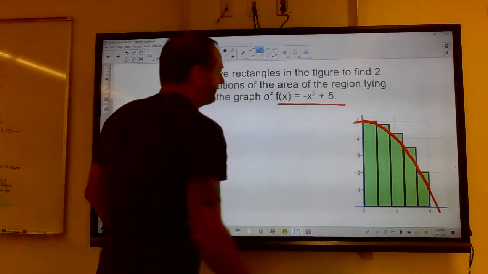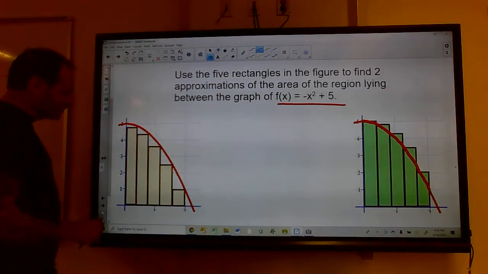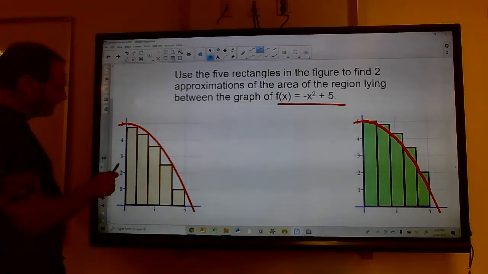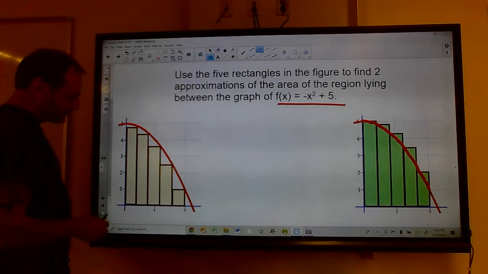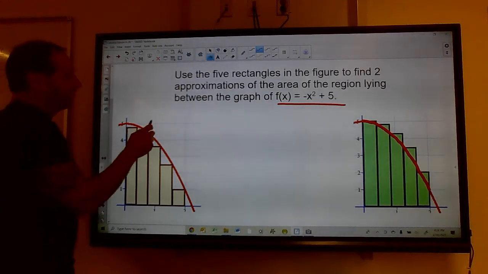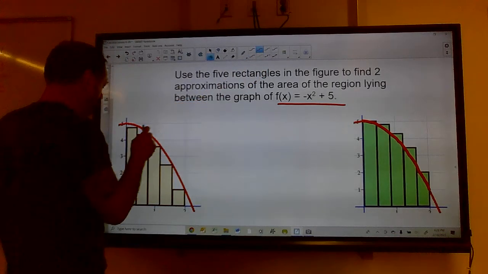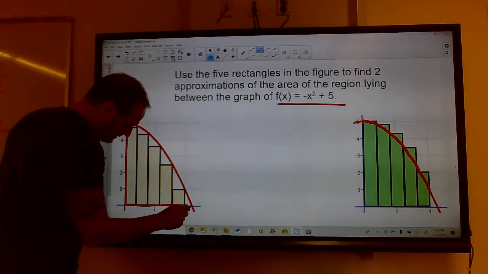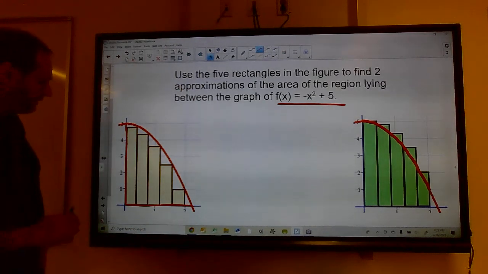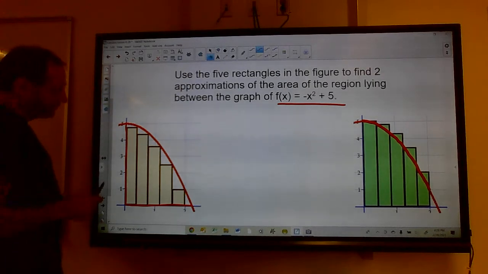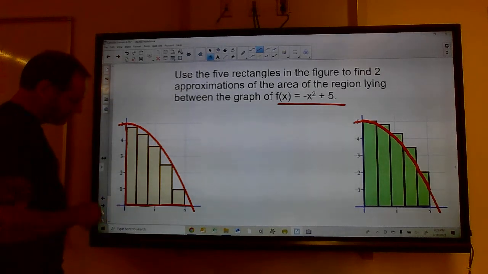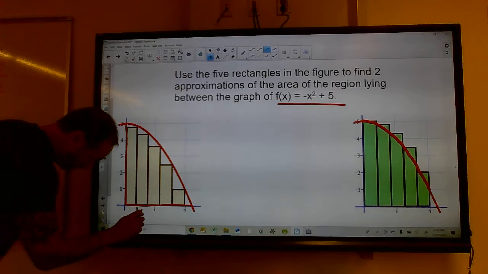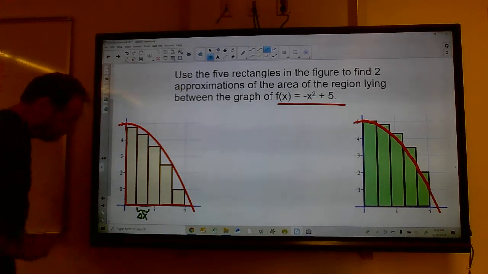We've got f of x is negative x squared plus 5. What you can do is you can take the interval. So we want the area under the curve above the x-axis. So basically we want the area that is inside this red shape right here. So what we can do is we divide that area up into even spaces. And we talked about delta x before. This distance right here, this is what your delta x is.